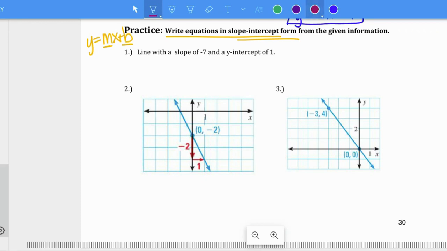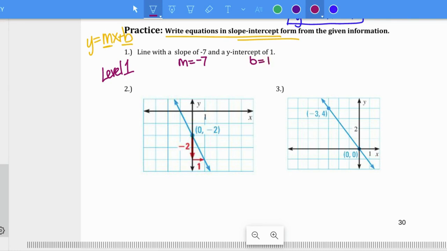Question number 1 is a level 1 question, referring to our levels on page 29. Level 1 means I know a slope and I know the y-intercept, and I just need to put those into the equation. So this is telling me slope is -7. That means the m is -7. The y-intercept is 1. That's telling me the b is 1.